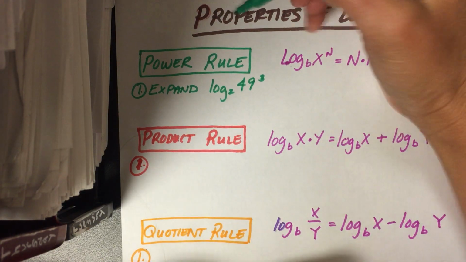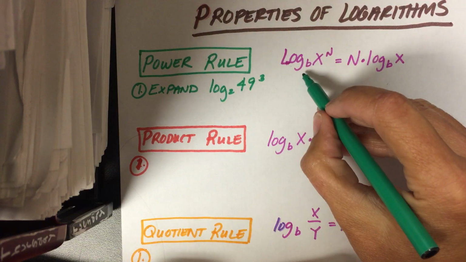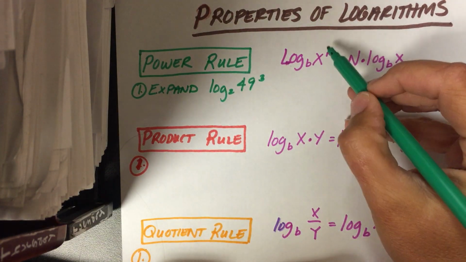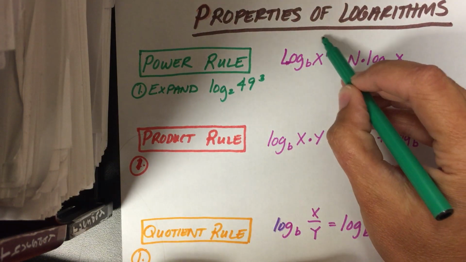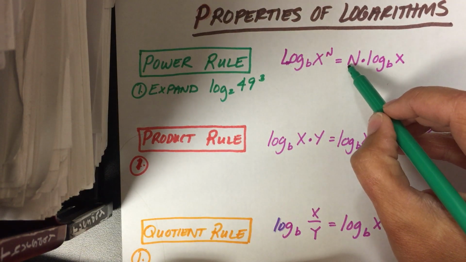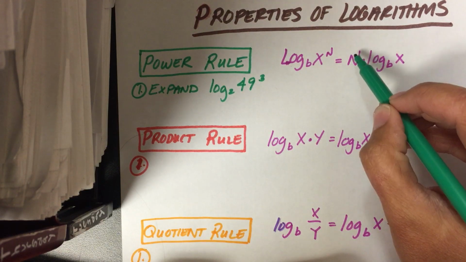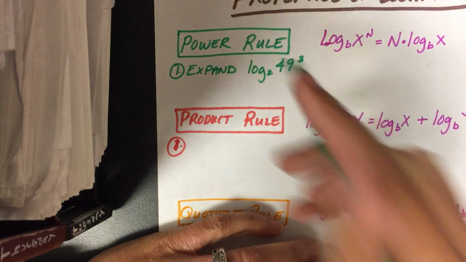So what we're going to look at first is the power rule. In the power rule, remember, anytime you see the word power, it has to do with an exponent. So basically what the power rule says is that if you have a log with a certain base b of x to any power, and that power is applied to the entire argument, that power can be moved in front and become a coefficient. So now we have n times log base b of x, and we've taken the exponent and moved it in front.